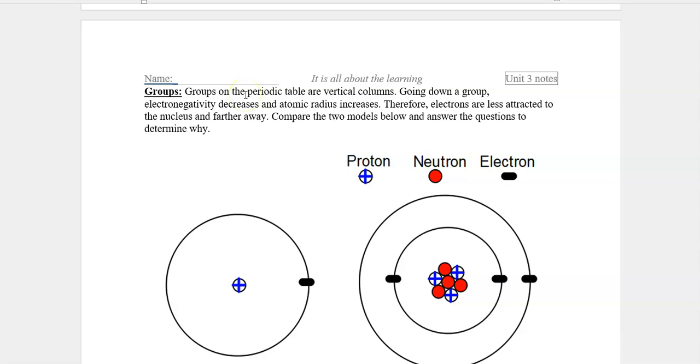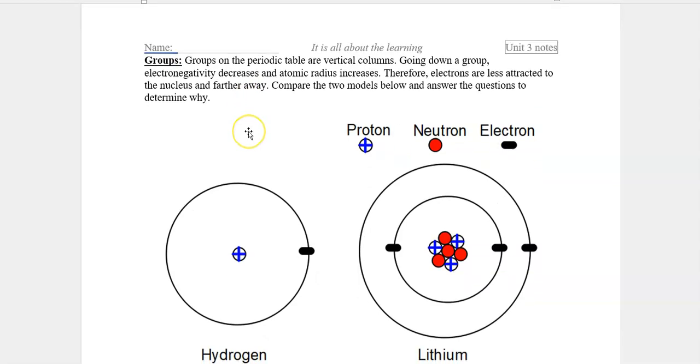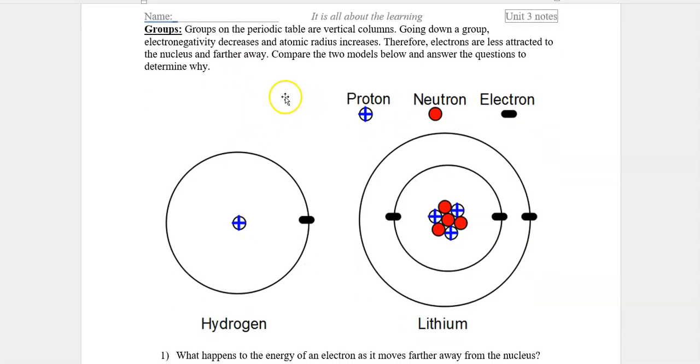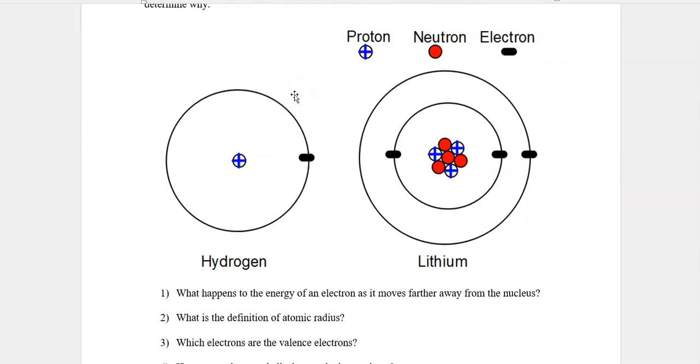All right, that's periods. Thinking about protons attracting electrons. What about groups? Remember, groups on the periodic table are vertical columns. Going down a group, electronegativity decreases and atomic radius increases. Therefore, electrons are less attracted to the nucleus and farther away. Compare the two models below and answer the questions to determine why.